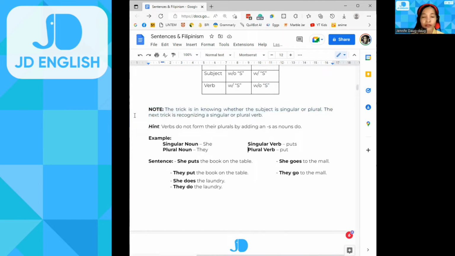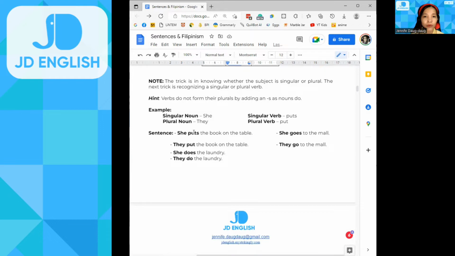The trick is in knowing whether the subject is singular or plural. The next trick is recognizing a singular or plural verb. So there's a hint: verbs do not form their plurals by adding an S as nouns do. So as I've said a while ago, plural verb without S, plural noun with S, singular subject without S, singular verb with S. Now, let's have the singular noun and plural noun.